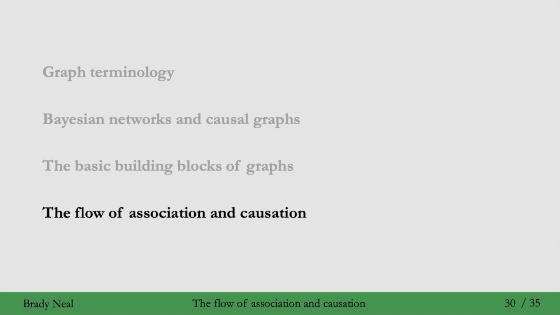And that concludes the basic building blocks of graphs. So we saw forks, chains, and immoralities. Those are the main building blocks to build more general graphs. So given those building blocks and how association flows in them, we can now move on to the flow of association and causation in more general graphs.